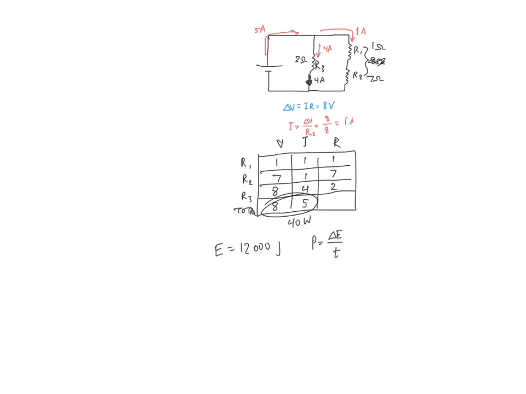And if we rearrange the power equation for time, you get delta E over P, so it has 12,000 joules of energy that it can lose, divided by the 40 watts of power, and that gives you a total time of 300 seconds. And if this were a multiple choice question, they might express the answer as 5 minutes.